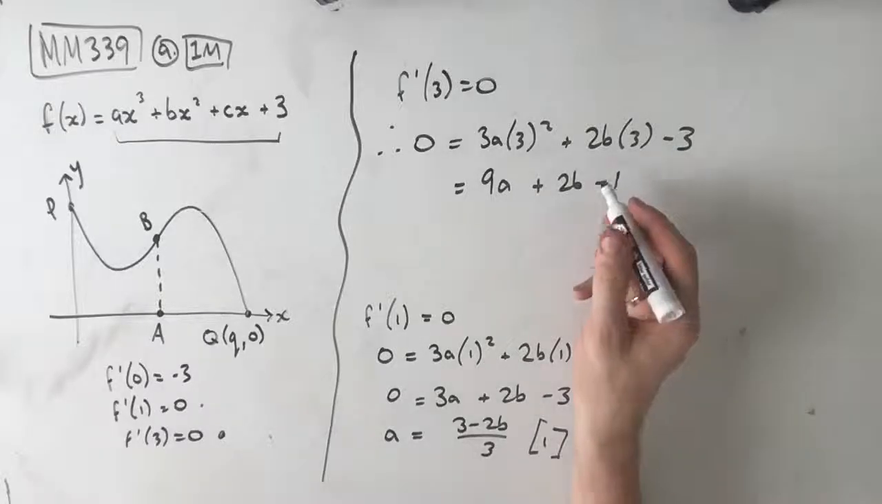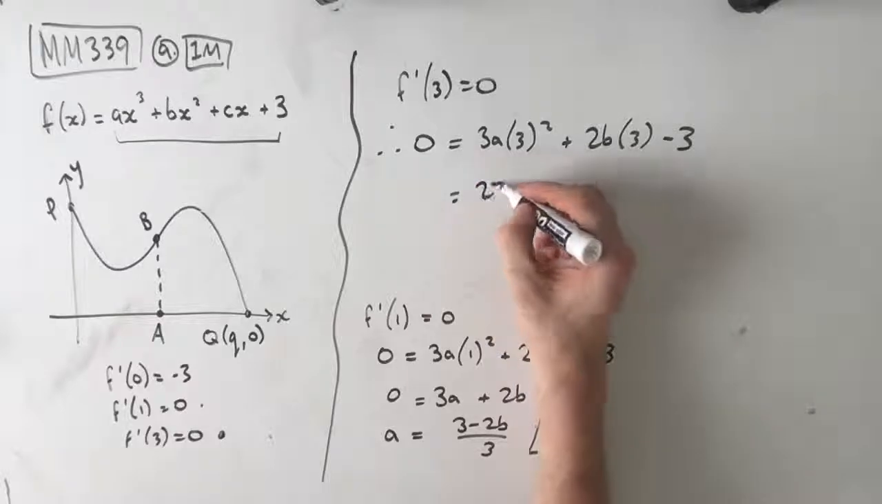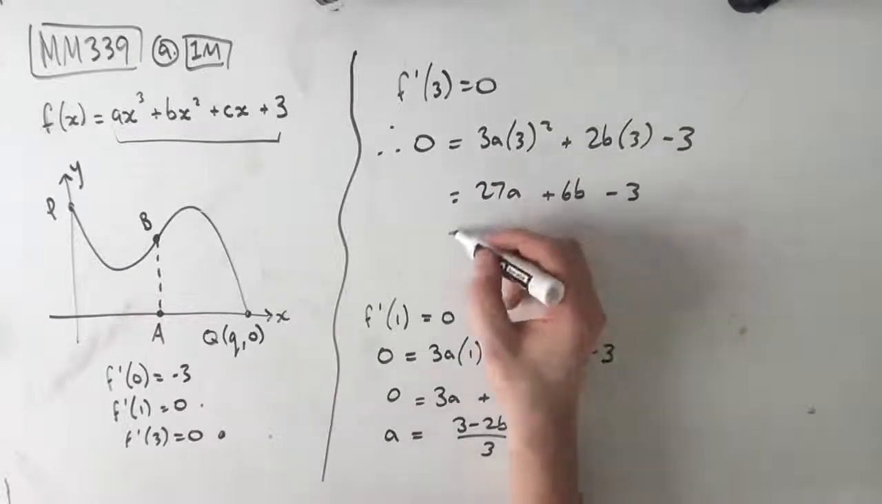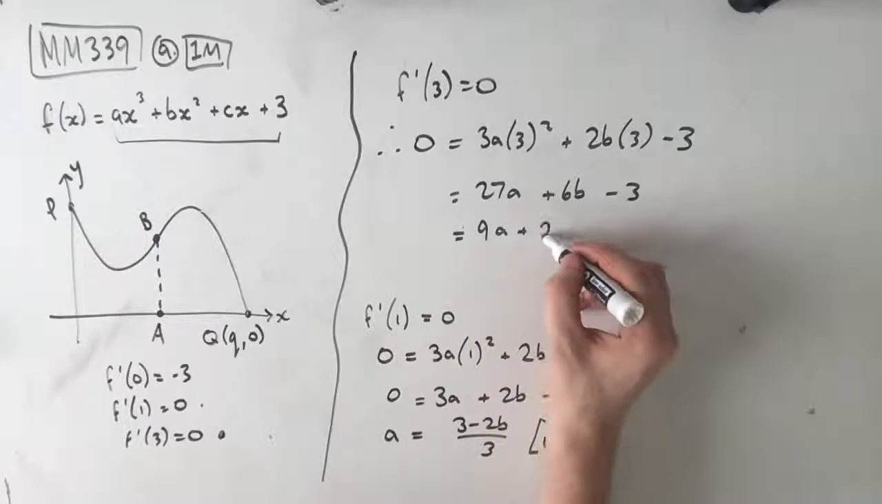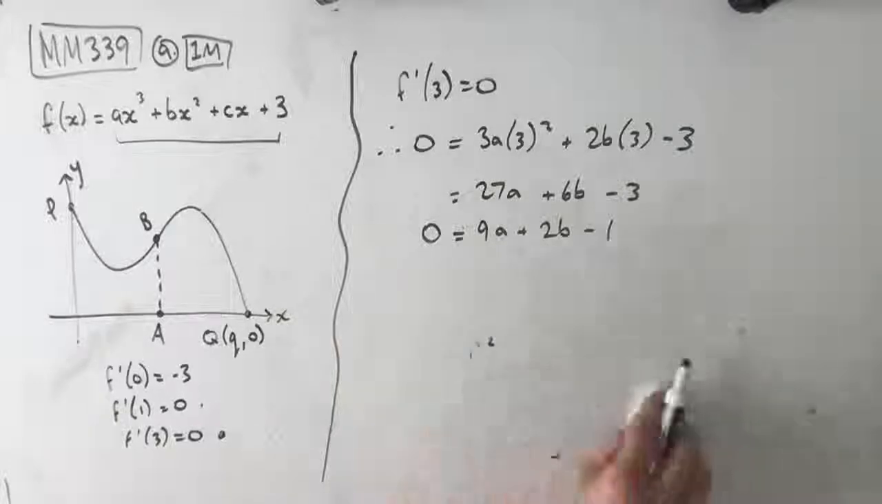Which gives us 27a plus 6b take 3. We can divide all that by 3, which means we get 9a plus 2b minus 1. Awesome.